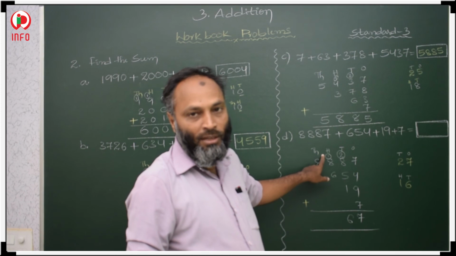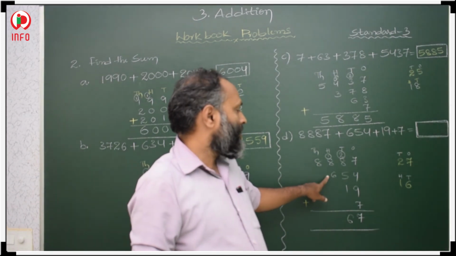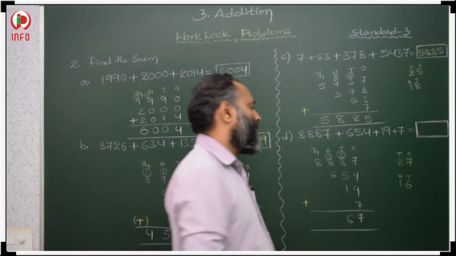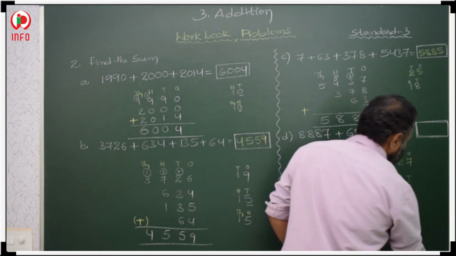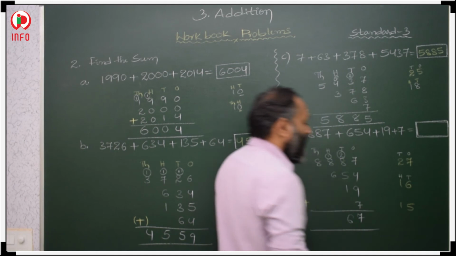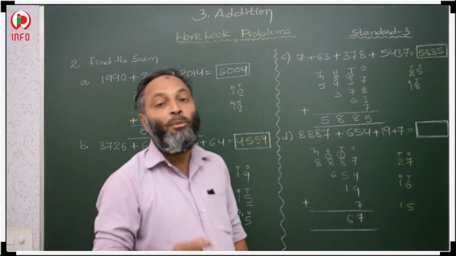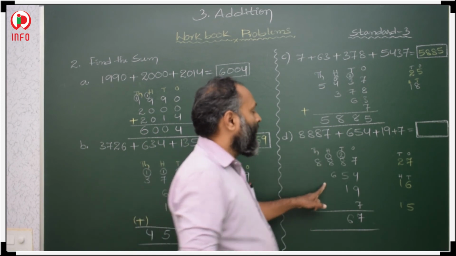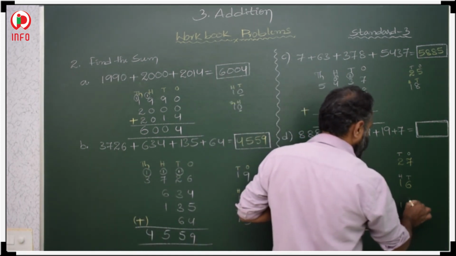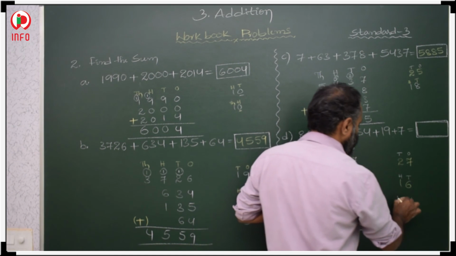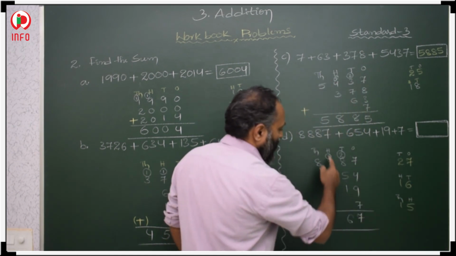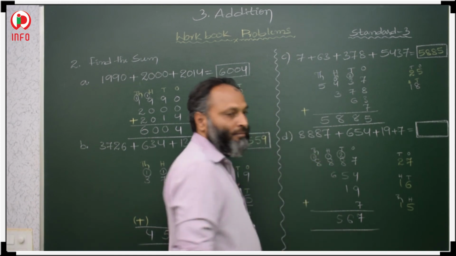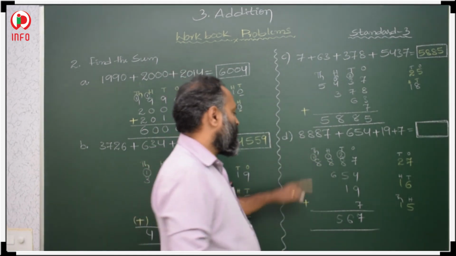Then 8 plus 1, 9. 9 plus 6, 10, 11, 12, 13, 14, 15. 15 is a double digit number. So then what we have to do? We have to regroup it again. So what we are adding? Hundreds place we are adding. It means first place shows hundreds and second place shows thousands. So in hundreds place we keep 5. In thousands place we keep 1. Then 8 plus 1 is 9.